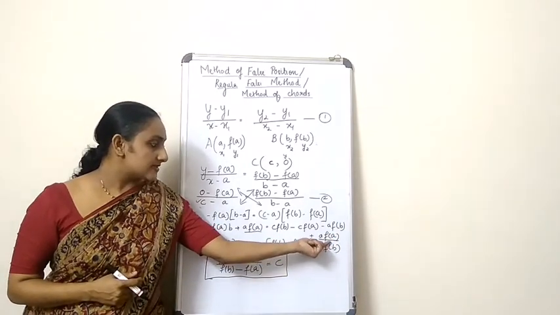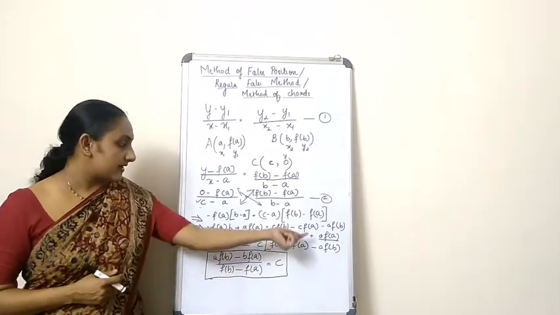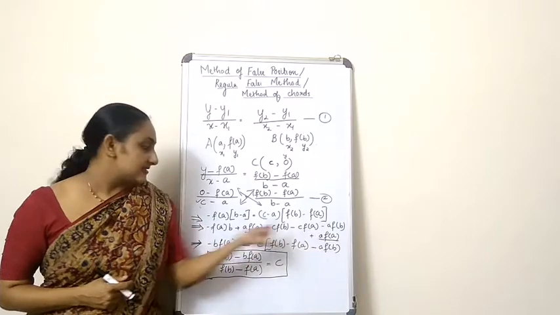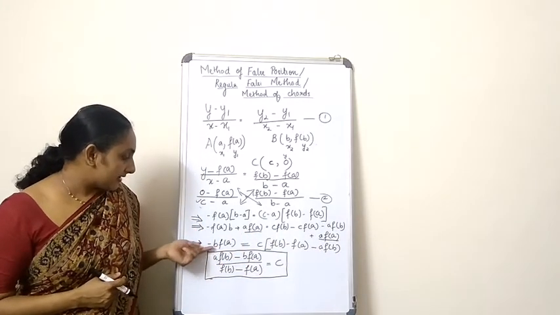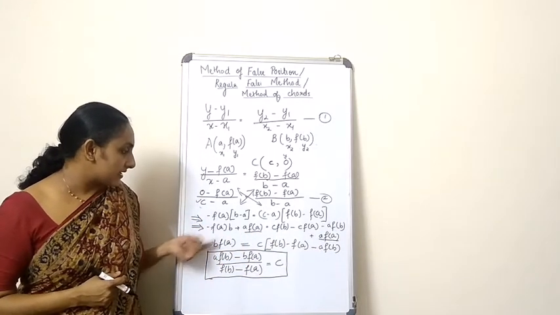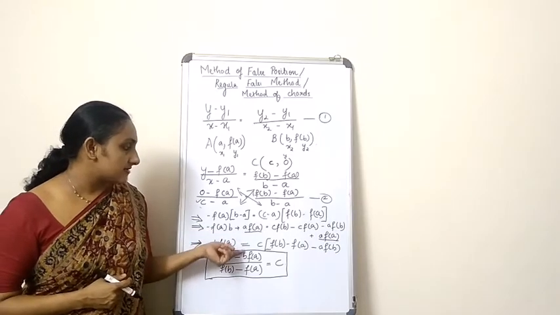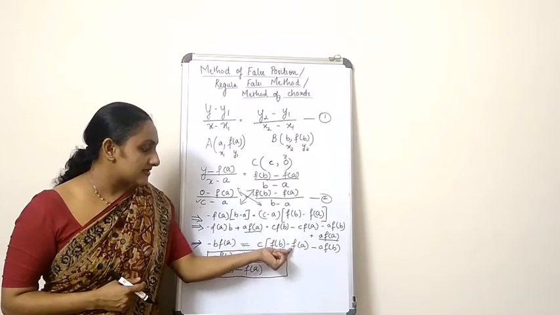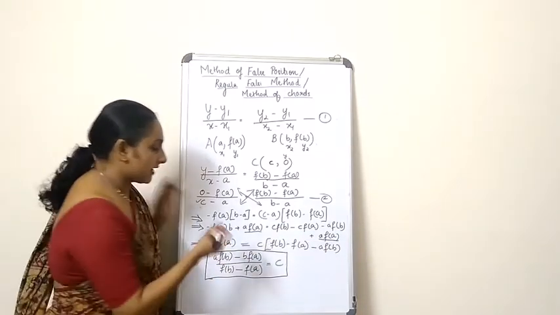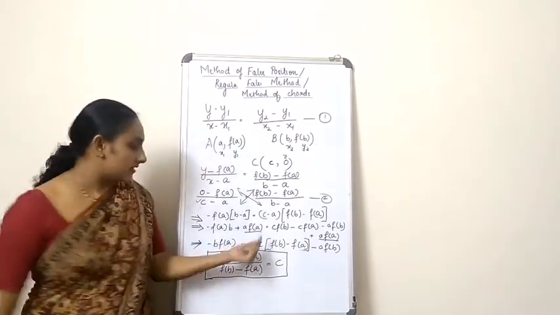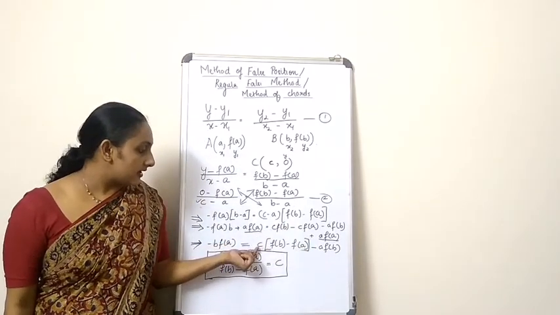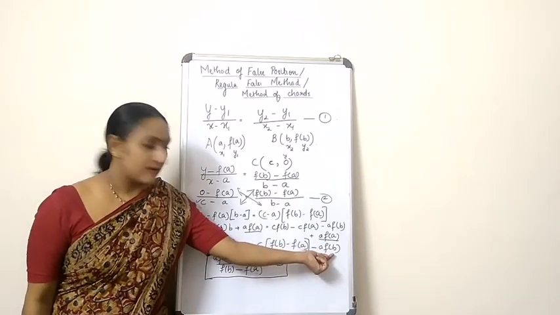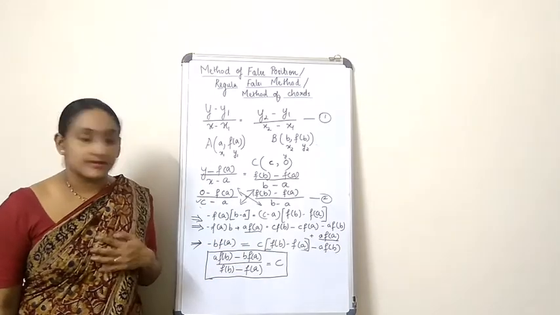Now I have underlined these two terms, that is a into f of a on the right hand side and on the left hand side. So these both will get cancelled. Then finally what we get on the left hand side is minus b f of a is equal to, here c is a common term, so I take c outside and I get c into the bracket f of b minus f of a, minus a into f of b. Now from here you get c easily. What is c?